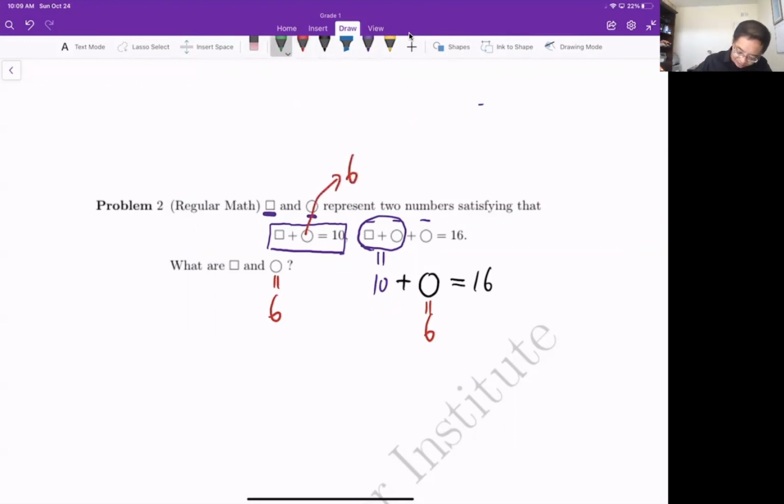If the circle is 6, all right, so we get the square. The square plus 6 equals 10. What is the square? The square is 4, right? So we get the square is 4 and the circle is 6.